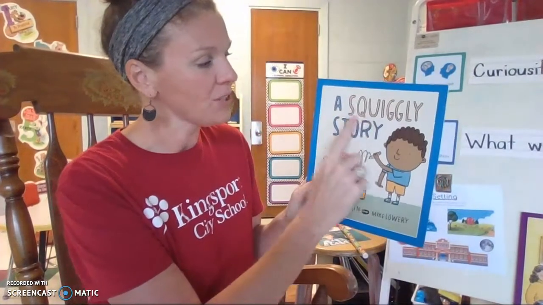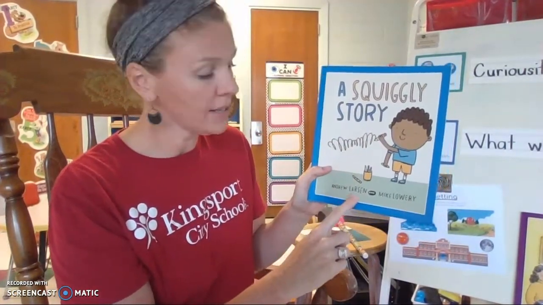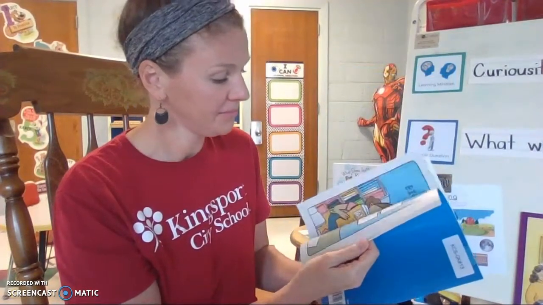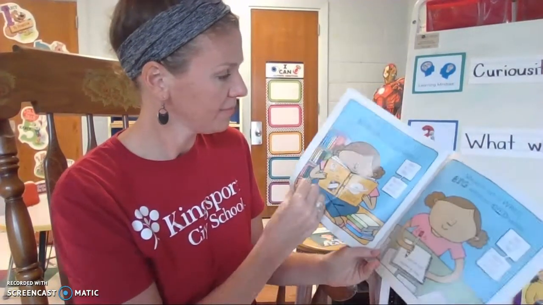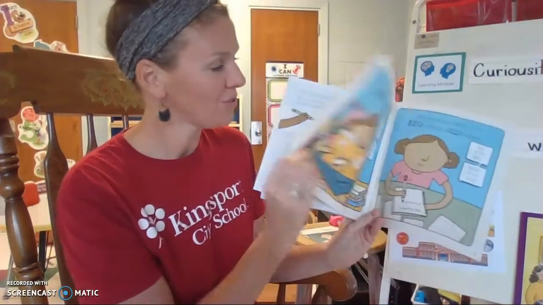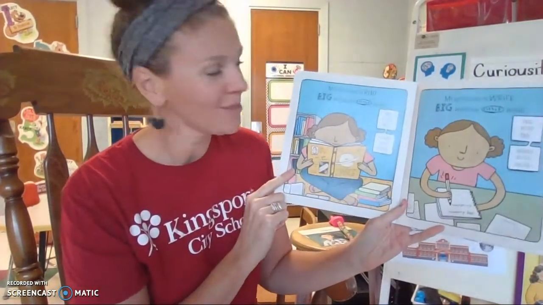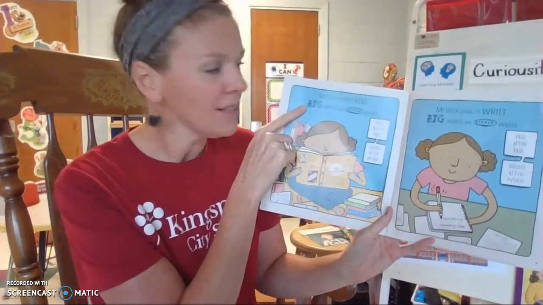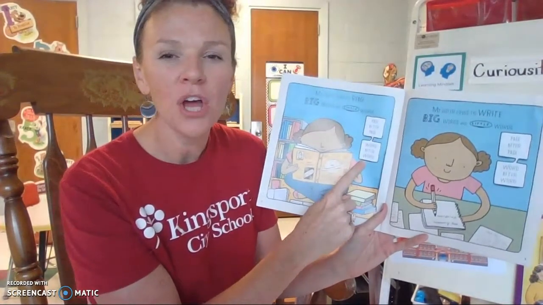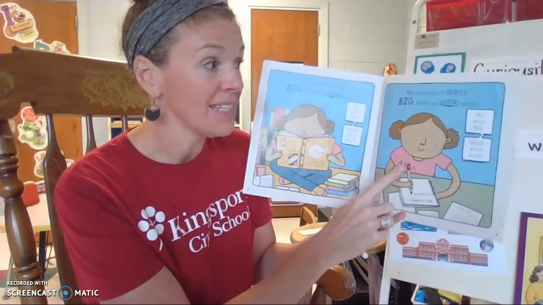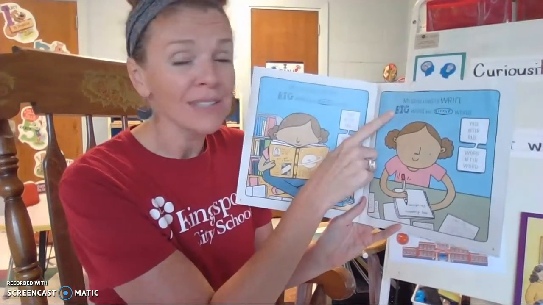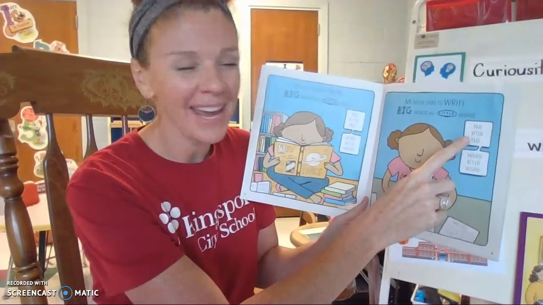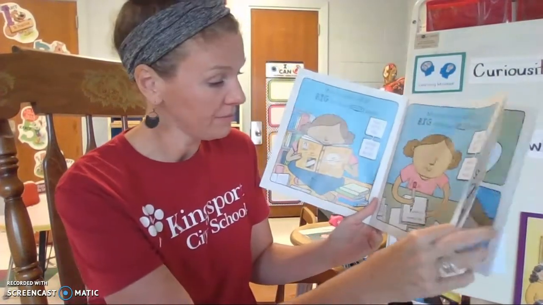Okay, we're going to get started. And remember, as I read, I'm going to ask questions. Okay, here we go. A Squiggly Story by Andrew Larson and Mike Lowry. Here's the title page. Here's where the story starts. My sister loves to read. Big words and little words, page after page, word after word. My sister loves to write. Big words and little words, page after page, and word after word.